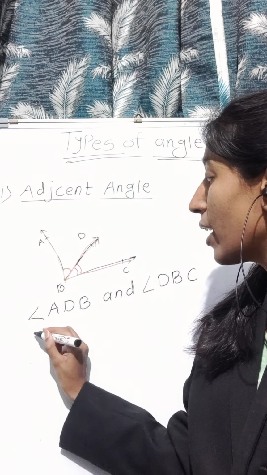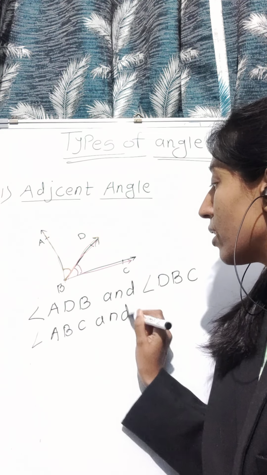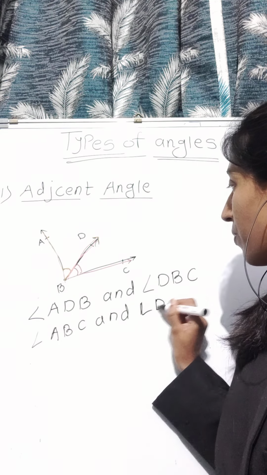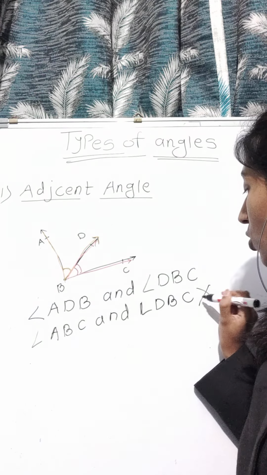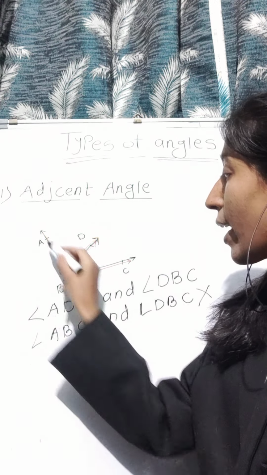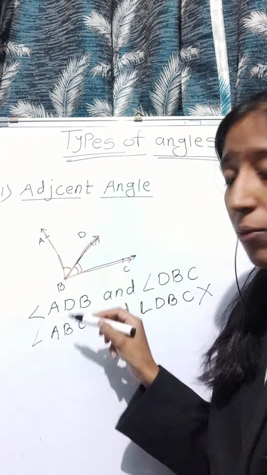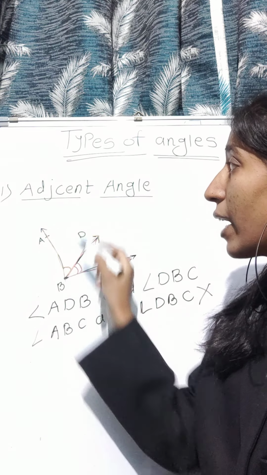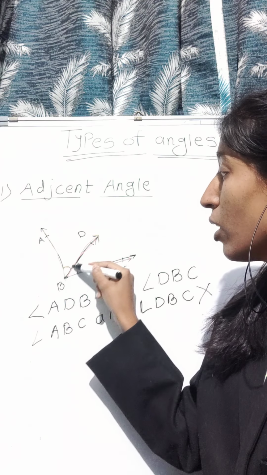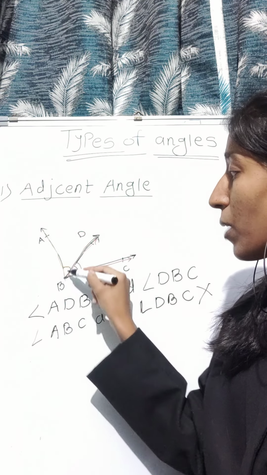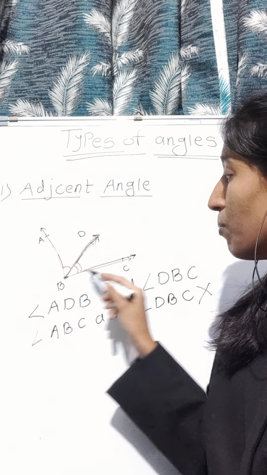We cannot say here angle ABC and angle DBC as a pair of adjacent angles. Can we say that? No. Why are we not able to say this? Because in angle ABC and angle DBC there is no common arm. There is only one common point. And in our definition of adjacent angle, what does it say? There should be one common point and one common arm. So there is only one pair of adjacent angles, one is ADB and another is DBC.